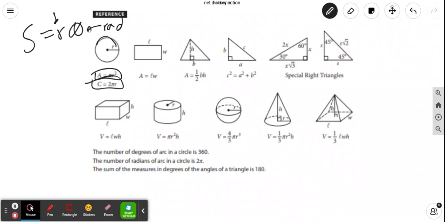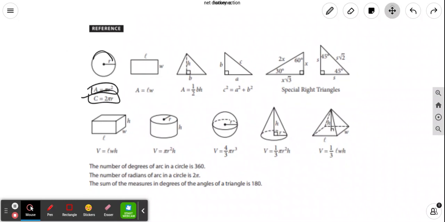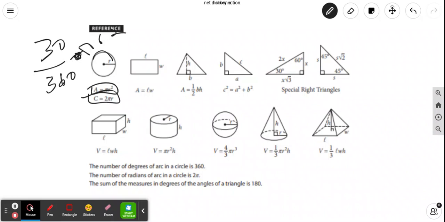Okay. And then there's also the sector area formula. How I like to think about these is in terms of proportions. You have an area, and they want 30 degrees. So it's 30 over 360 times the total area, so pi r squared. For arc length, similar thing, except instead of pi r squared, it's 2 pi r, right? That's how I try to think of it logically.